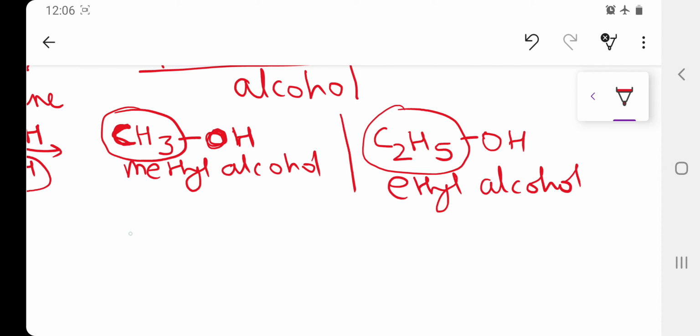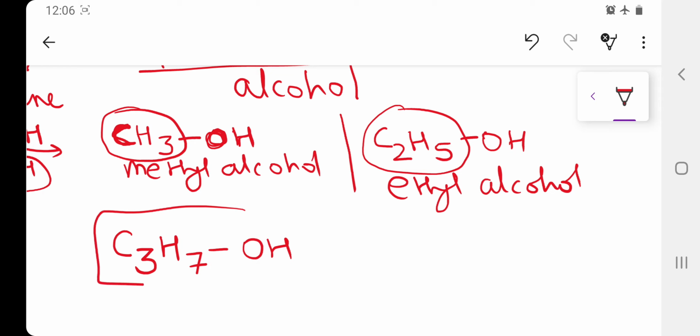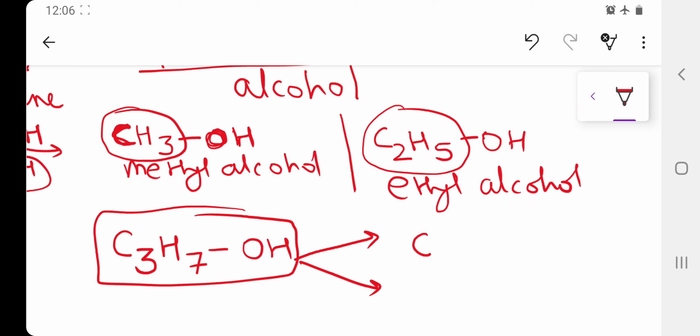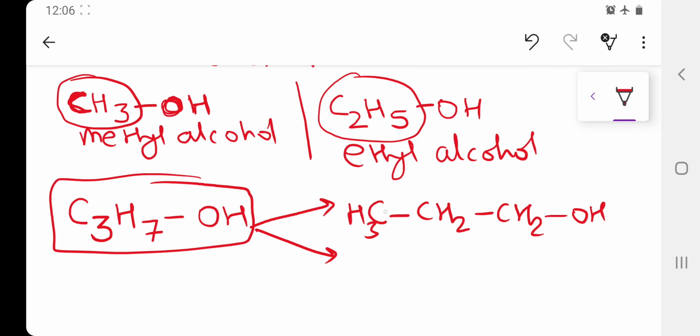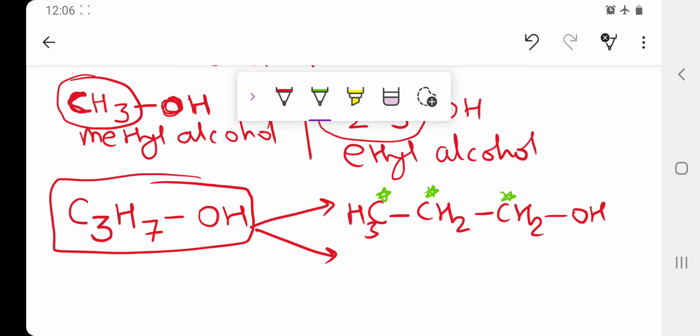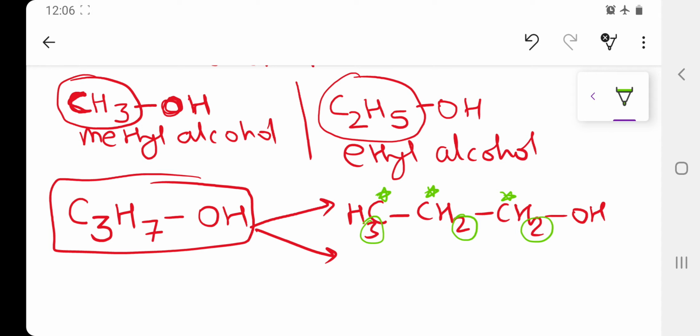Then the next R group that you remember is C3H7OH, but this is not the complete representation because C3H7 has two attachments. One will be like this, C3, that means CH3, CH2, CH2OH, and you have to count that this is containing 3 carbons. If you understood, if this is 1, 2 and 3 carbons, then you have to count hydrogens, 3 plus 2 plus 2, that means it is only 7 hydrogens and the OH group.